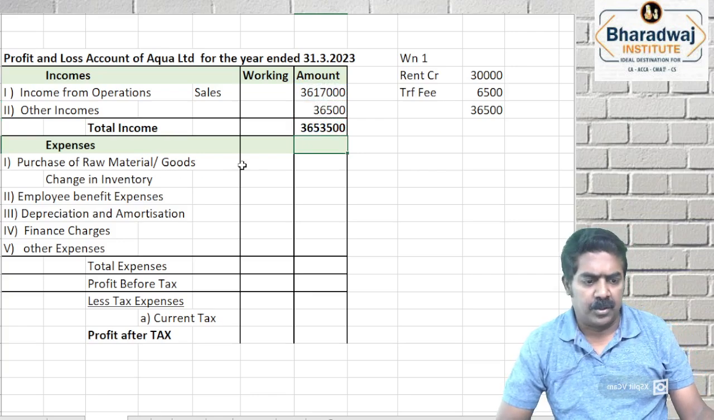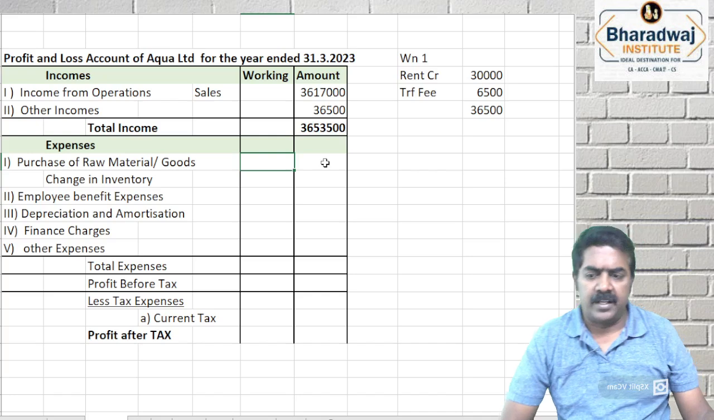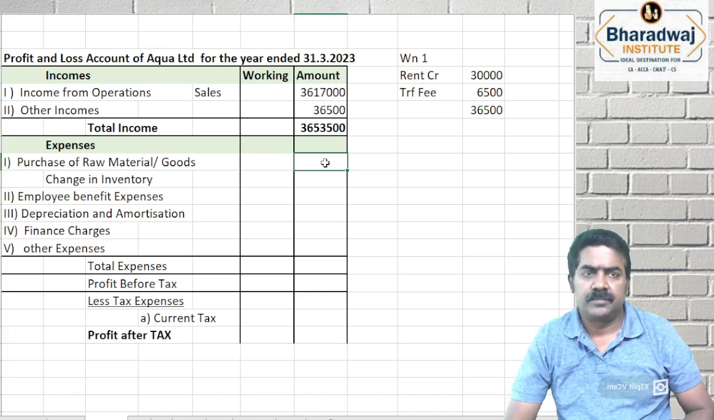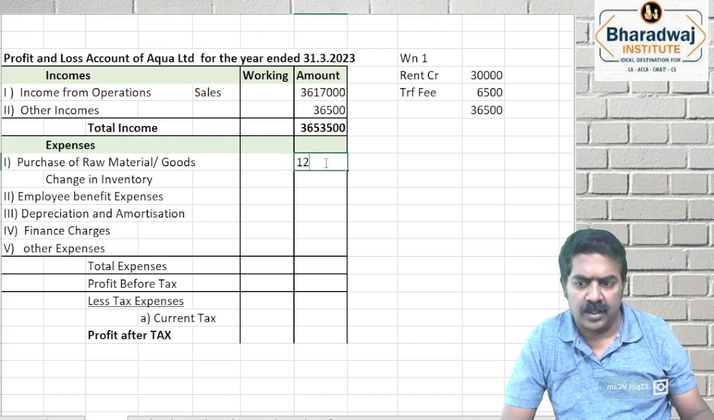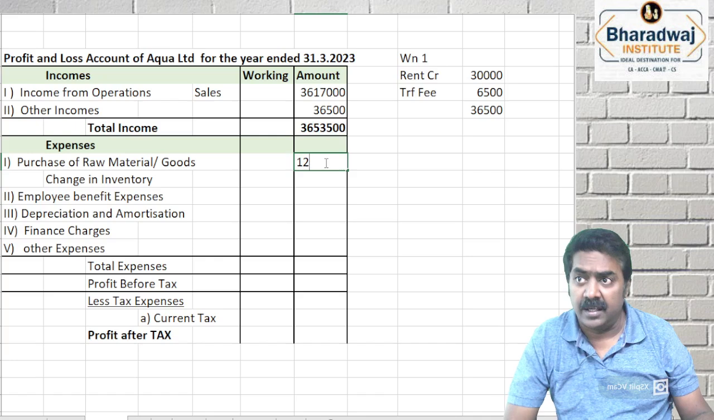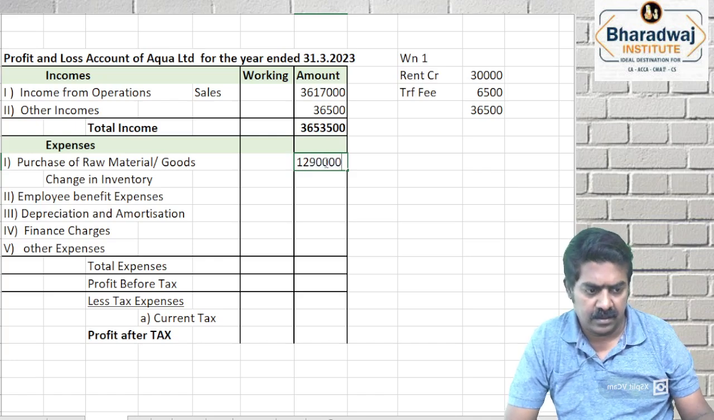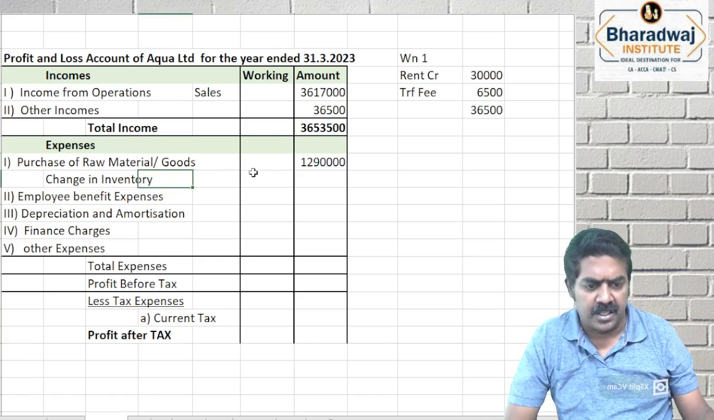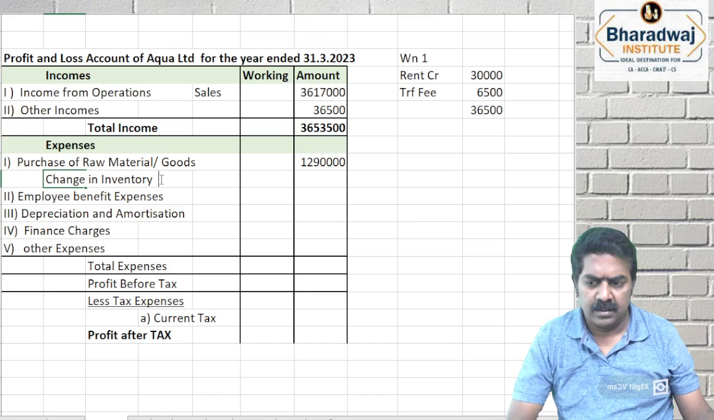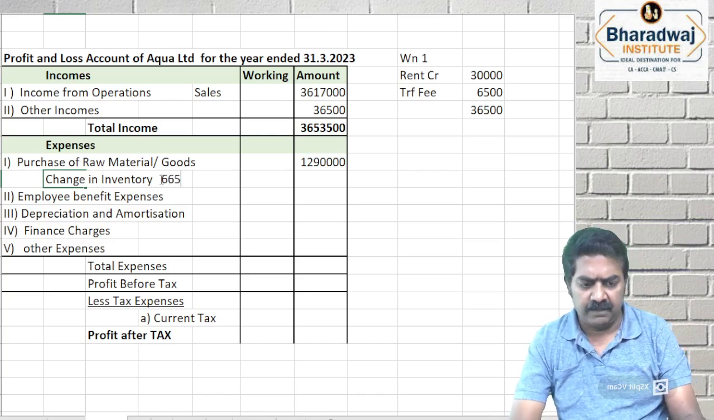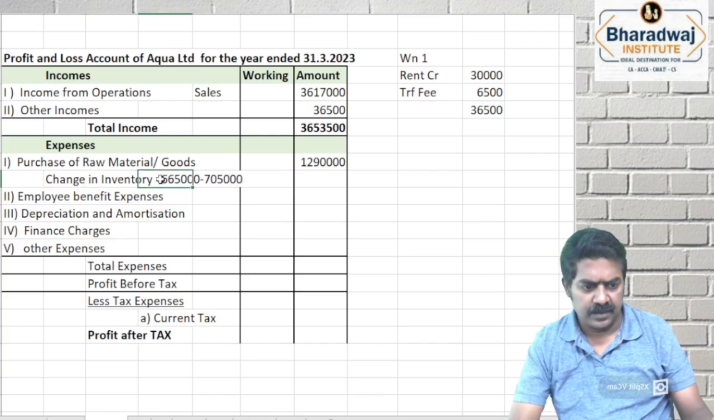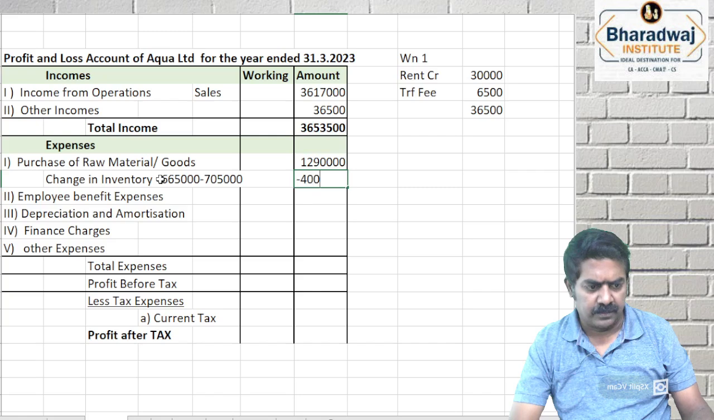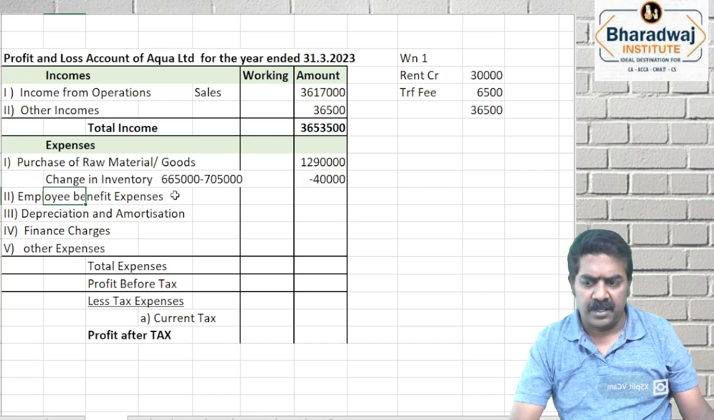Purchase of raw material or goods. This will include freight inwards also. Total 12 lakh 90,000. Then change in inventory, from 665 to 7 lakh 5,000, minus 40,000. Employee benefit expenses.